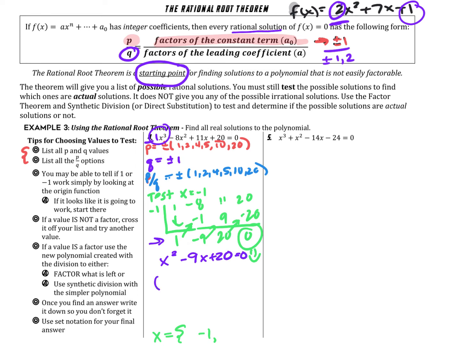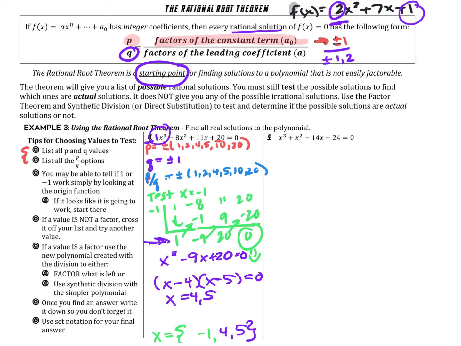X squared minus 9x plus 20. Well, x squared is x times x. I want something that multiplies to be 20 and adds to be -9, so -5 and 4. So that's going to give me 2 more zeros, 4 and 5.